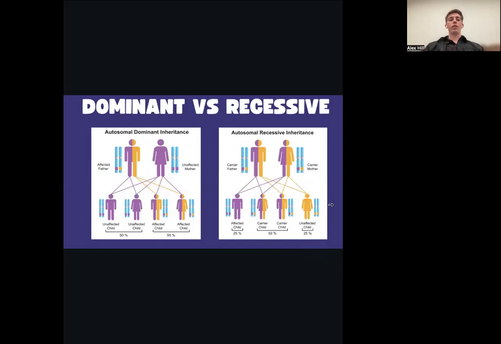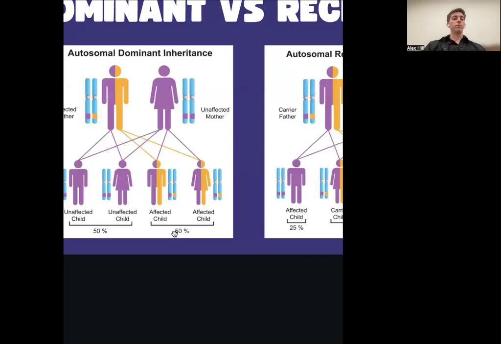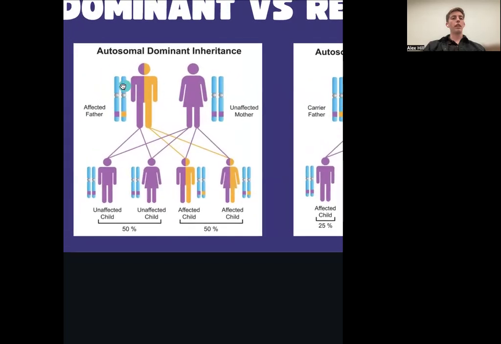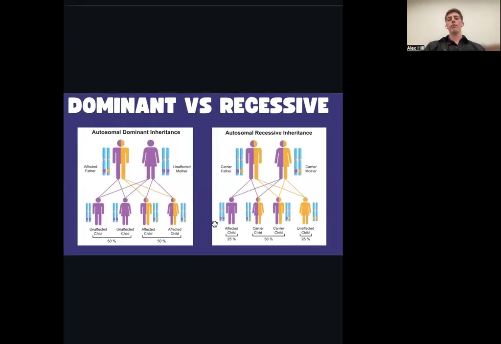And dominant versus recessive. So autosomal dominant manifests as a phenotype in those whose genotype is heterozygous for that allele. So here we see the father is heterozygous for whatever orange gene this is, and he's affected by it. And all of his children that have that orange gene are affected by it as well. So they don't just carry it, they're affected by it.